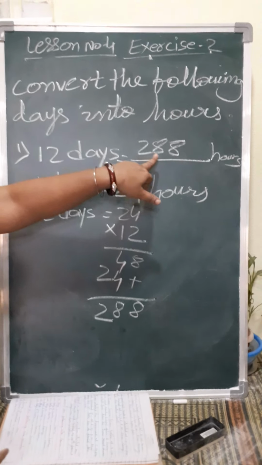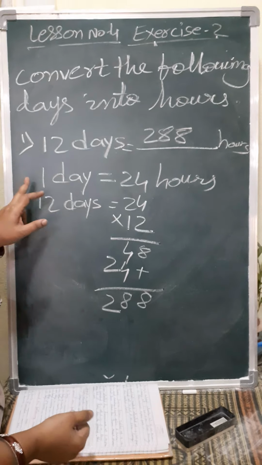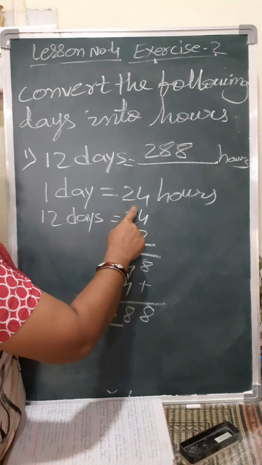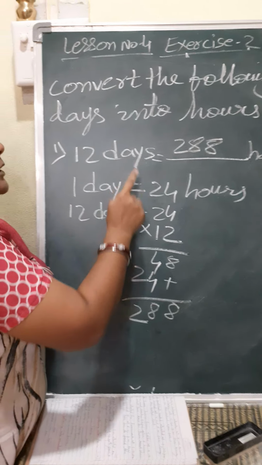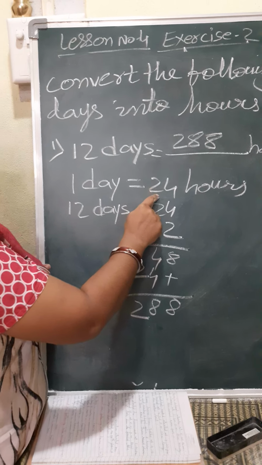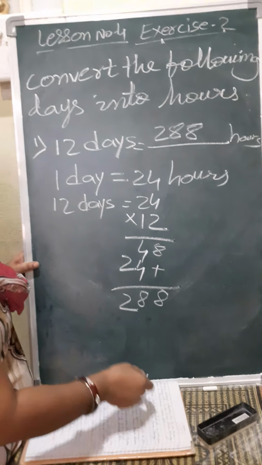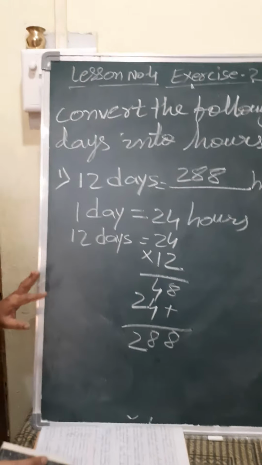288 hours. Understood? First of all, we find out how many hours in one day. One day equals 24 hours. Then 12 days equal to what? How do we find out? We multiply these two, 24 multiplied by 12, and we get the answer. Understood?